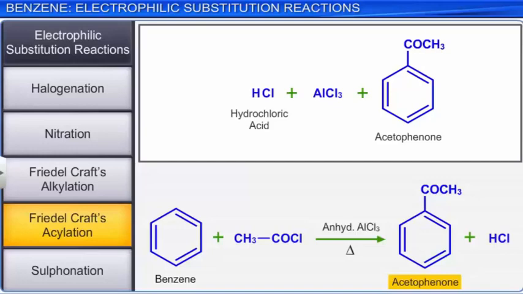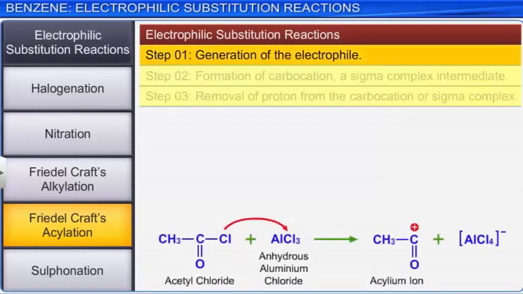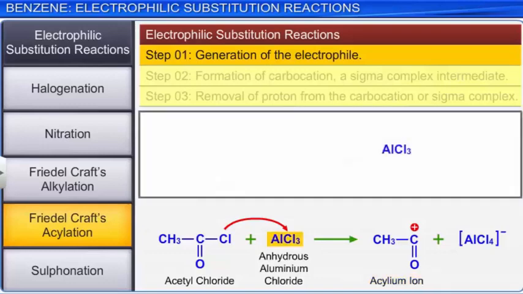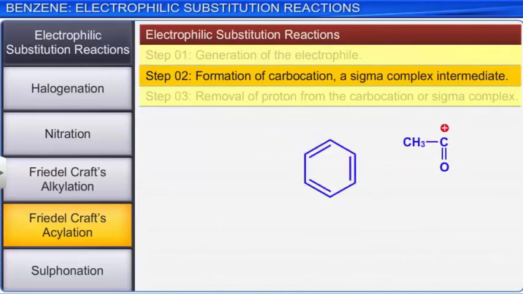Let's discuss the mechanism of this reaction. First, an electrophile, that is, the acylium ion here, is generated when anhydrous aluminium chloride combines with the attacking reagent acetyl chloride, as shown here. In the second step, acylium ion attacks the pi electron cloud of the benzene ring and forms the less stable intermediate called sigma complex or arenium ion.